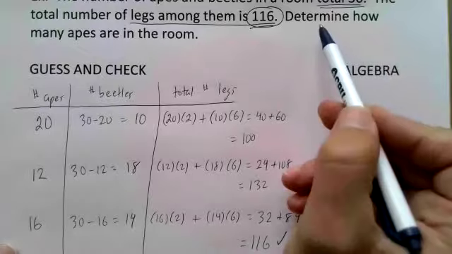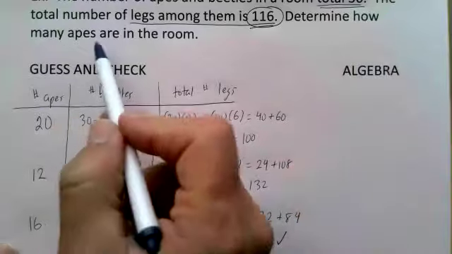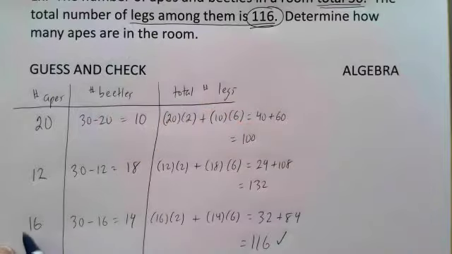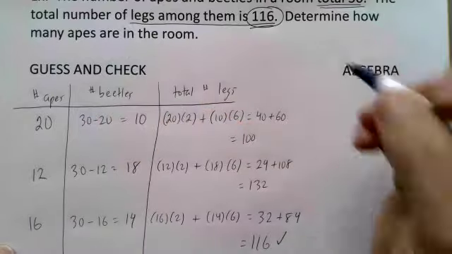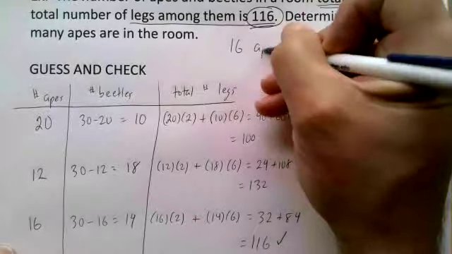Don't forget to answer the question. The question was, how many apes are in the room? This is my answer. 16 apes.